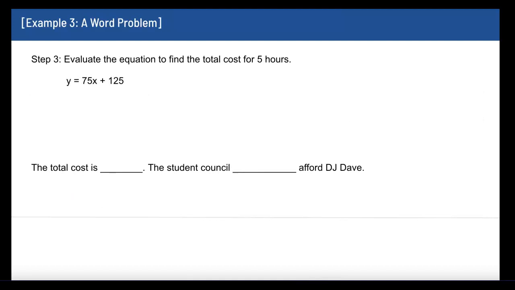We will now take this equation and find the total cost for 5 hours to determine if the student council can afford DJ Dave. Remember, they have $500 to spend on the DJ. So we plug in 5 for the hours for x, multiply 75 and 5, and add 375 and 125. We get the cost is 500. So the total cost is 500. So the student council can afford DJ Dave. He maxes out their budget.